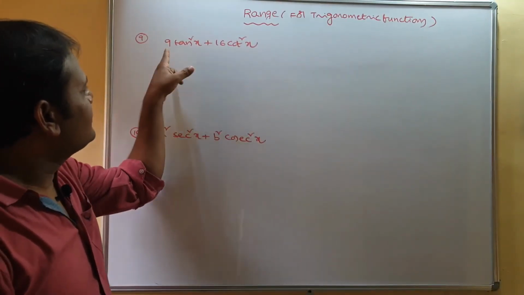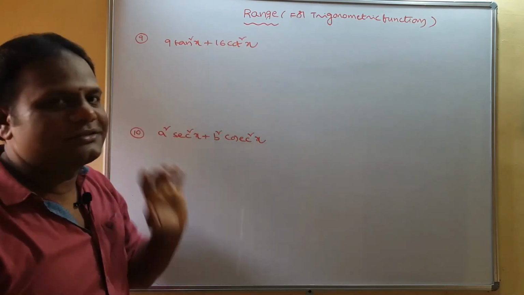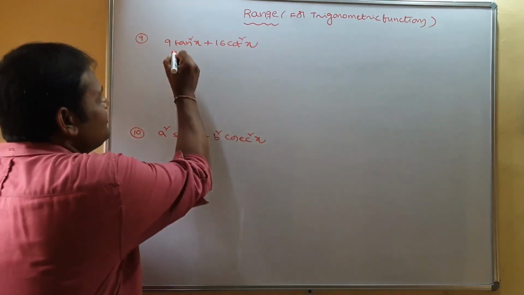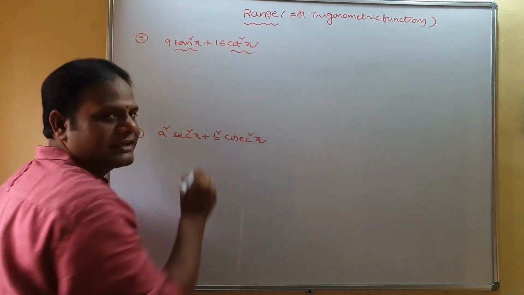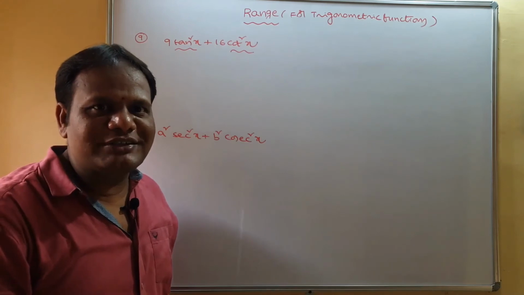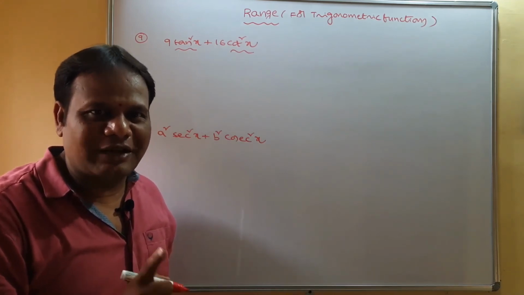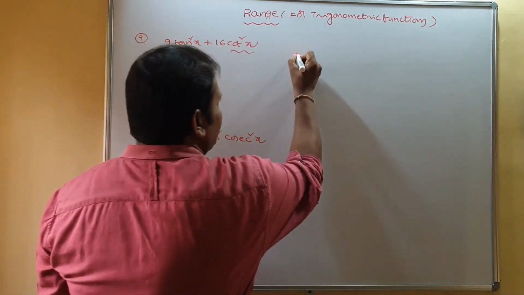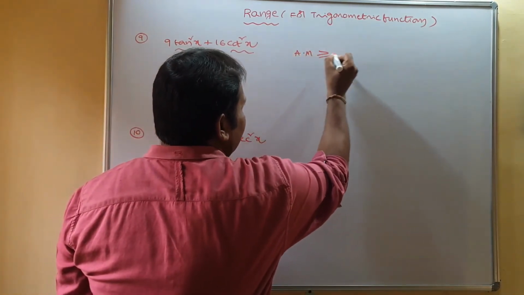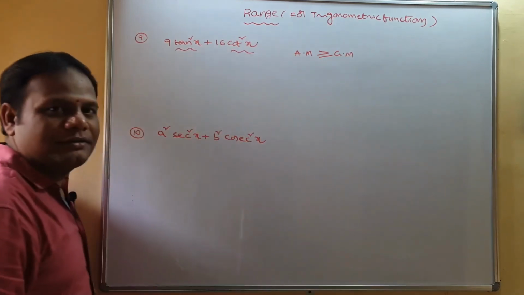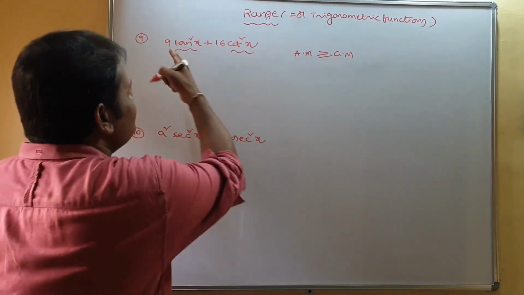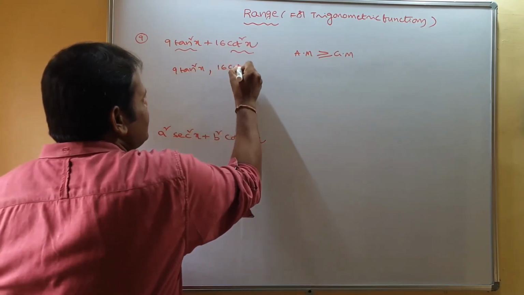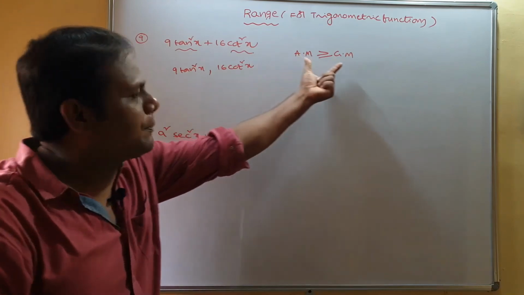Coming to the next one. Here you observe 9 tan square x plus 16 cot square x. You have to find the range of this function. Observe the terms tan square x and cot square x. Are they reciprocal to each other? Yes, we know cot x is 1 by tan x, so they are reciprocals of each other. Then you apply the concept arithmetic mean greater than or equal to geometric mean. One term is 9 tan square x and the other term is 16 cot square x, so you apply this concept.